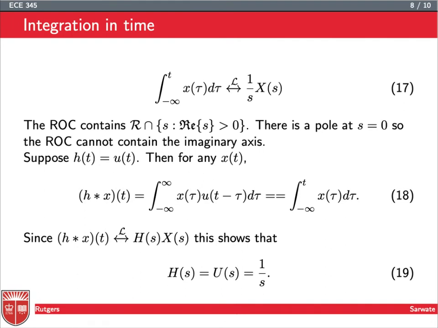And the ROC is going to contain the original ROC of x plus the imaginary axis. There's a pole, of course, at s = 0 because there's this 1/s term, so this ROC cannot contain the imaginary axis itself. This is going to be important because we're going to see that containing the imaginary axis corresponds to stability for a system, and we know that the integrator system is unstable.